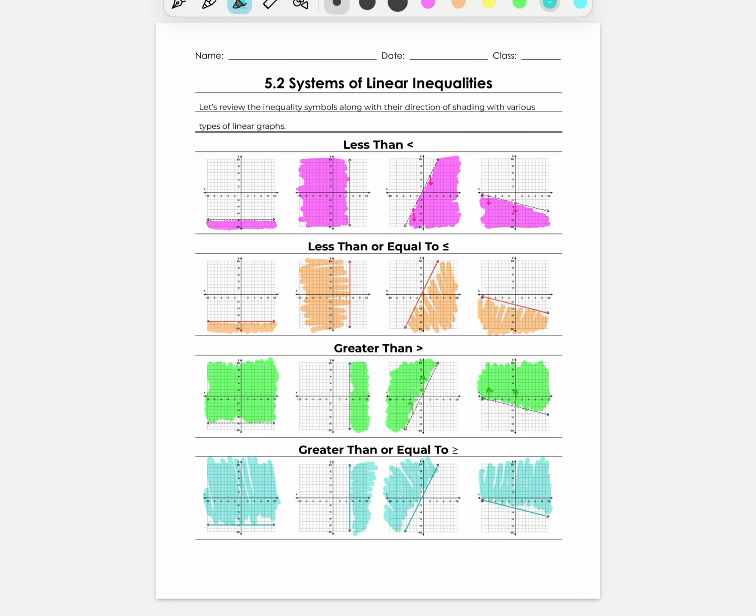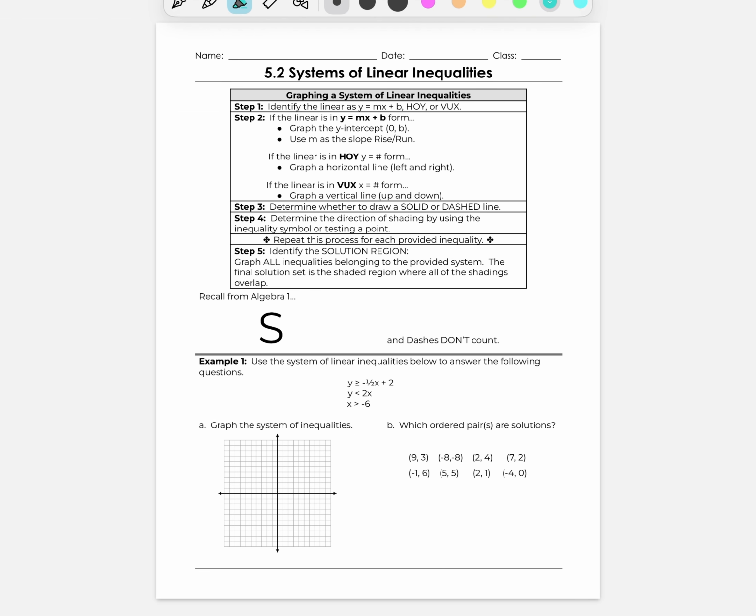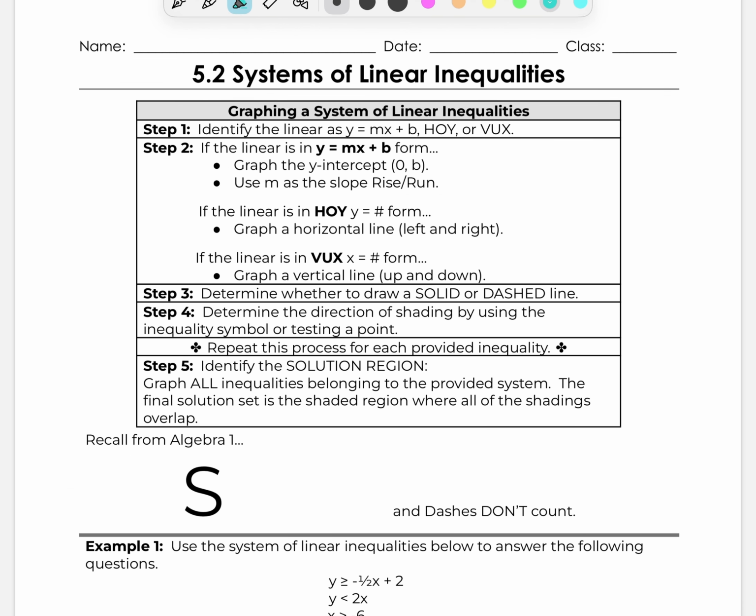Now we're going to combine multiple lines and find our official solution set. So you've got some steps here to remind you how to graph. If you don't remember how to graph a horizontal equation where it's just a y equals and no x, or a vertical equation where it's just an x equals, you've got hints there. It does remind you to decide whether you should have a solid or a dashed line. Don't forget to decide the correct direction of shading, and we're going to do this for every single one.